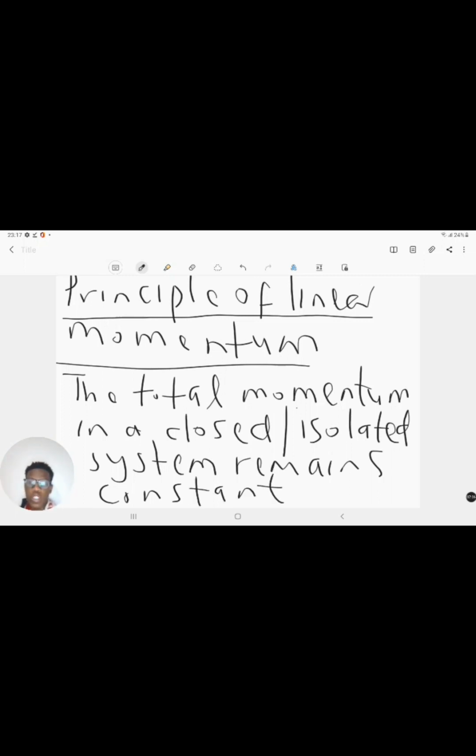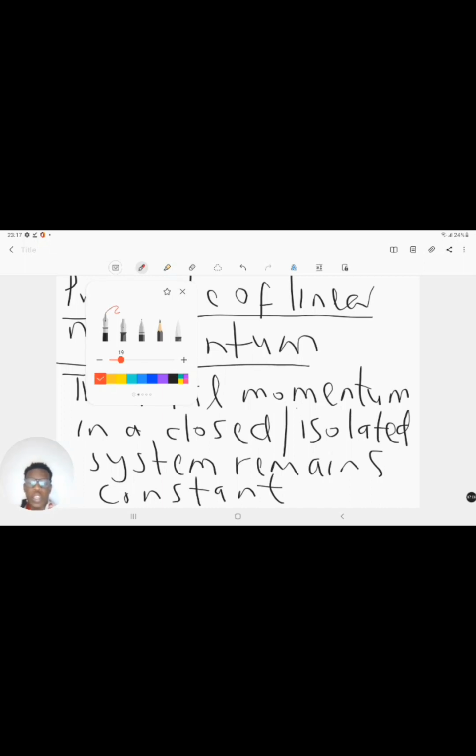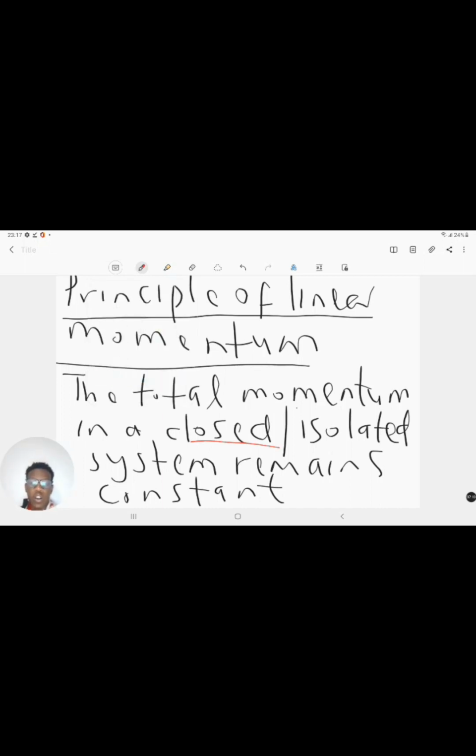Okay, so the keywords in this answer are as follows. The keywords are closed, right? If you say closed, you don't have to say isolated. If you say isolated, you don't have to say closed. So the total momentum in a closed or isolated system remains constant. You've got to say it remains constant, you've got to say the total momentum, and you've got to say closed or isolated system.